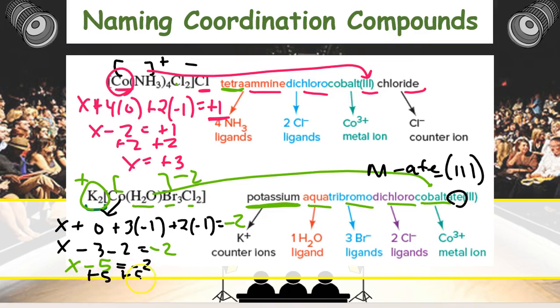Add 5 to both sides. So our X is going to equal plus 3. That means our cobalt here is going to be plus 3, which is why we have plus 3 in those parentheses. Again, you will not be tested on this, but hope it helps you visualize the concepts better and not feel overwhelmed when you see these compounds come your way.